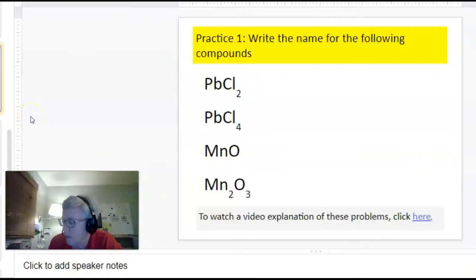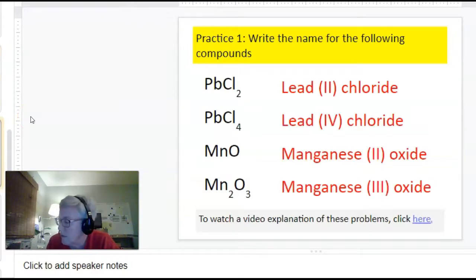Okay, so these are the ones we just did on the paper, and we got these answers. Lead(II) chloride, lead(IV) chloride, manganese(II) oxide, manganese(III) oxide. And so I hope again that you can tell that PbCl2 is not the same as PbCl4 because the leads have different charges. So again, you can't just say lead chloride because all your chemist friends will be confused. As will your teacher.